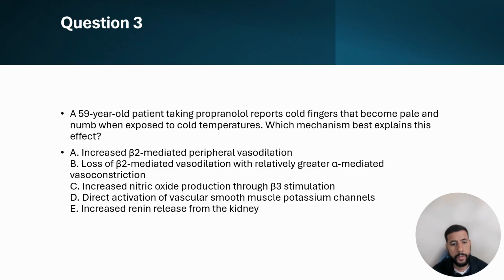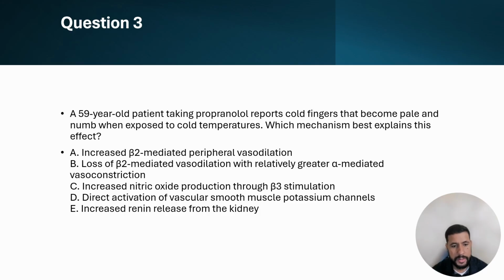A 59-year-old patient taking propranolol reports cold fingers that become pale and numb when exposed to cold temperatures. Which mechanism best explains this effect? A. Increased beta-2 mediated peripheral vasodilation. B. Loss of beta-2 mediated vasodilation with relatively greater alpha-mediated vasoconstriction.